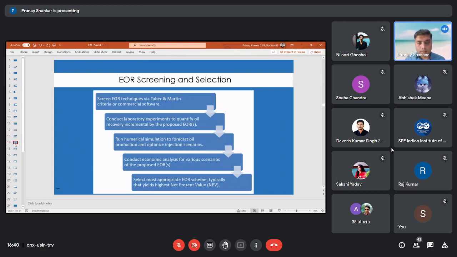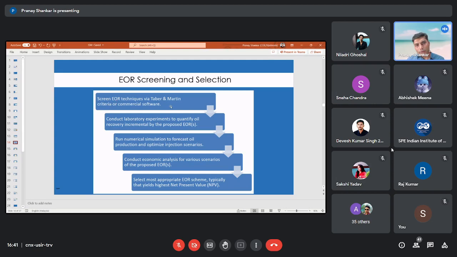So before we get into EOR methods, we need to focus first on how we screen, which EOR methodology we shall adopt, and how we select the right EOR technology to be implemented in the reservoir. There are various workflows. Typically in industry, we follow the Tabor and Martin criteria, which I will show you in the next slide. It tells you which technology to implement based on three parameters: reservoir depth, viscosity of oil, and reservoir permeability. These three parameters govern or give you guidance on which EOR technology to implement.